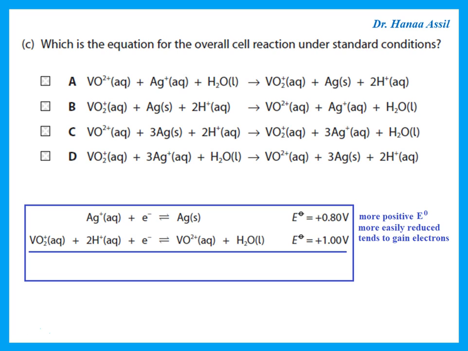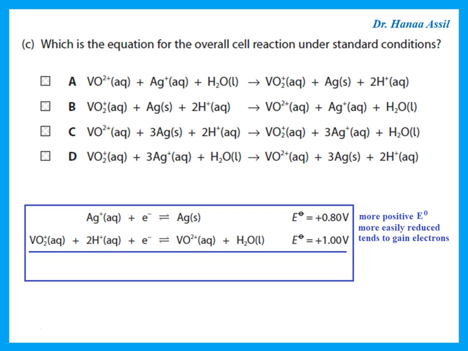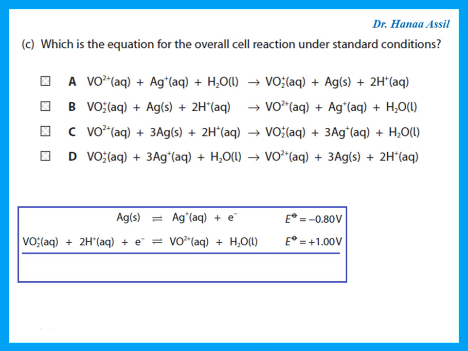So which of these is more positive? It's the second equation that has an E of +1. So that means that actually this is the one that will gain electrons. So we're going to leave it as it is. But the other one has to lose electrons. And when we invert the equation, we have to invert the sign. So instead of having what we had, Ag+ plus electron to give Ag, and the E° was +0.8, now this is the one that is going to lose electrons, and its E will be -0.8.